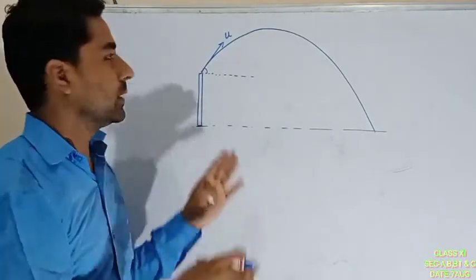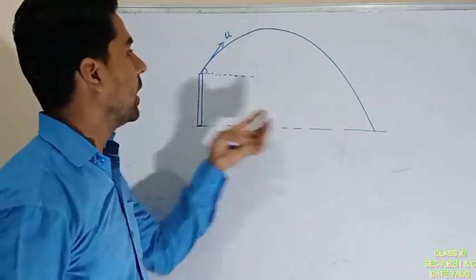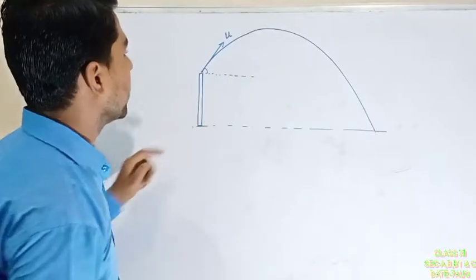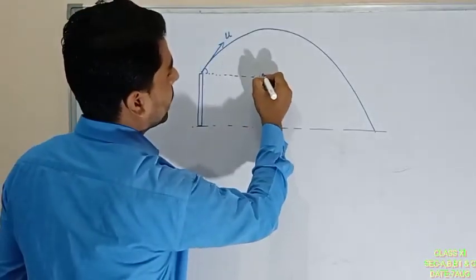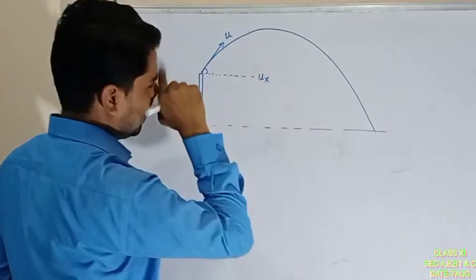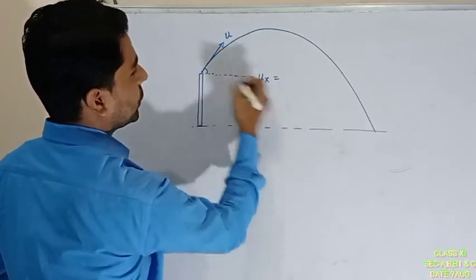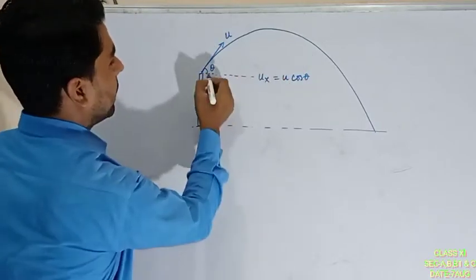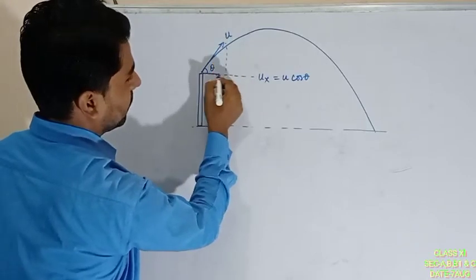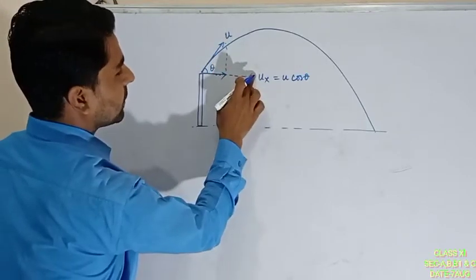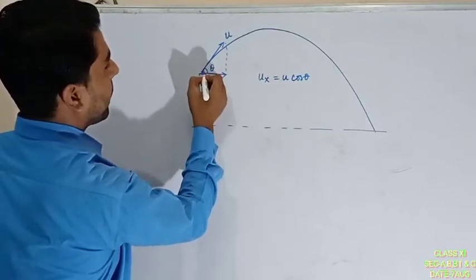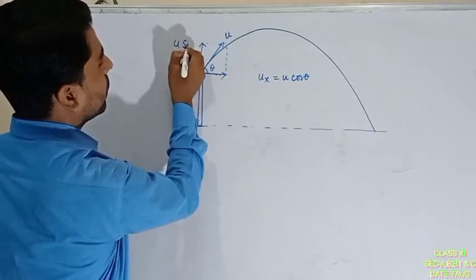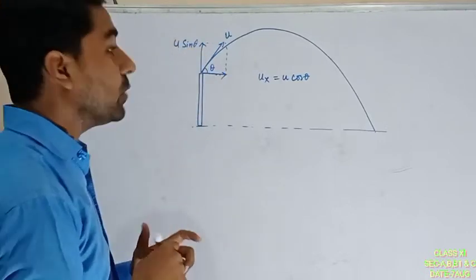Due to this velocity, the object is going forward and upward, in both directions. So the horizontal component, the same way, will be ux, and that will be u cos theta, if this angle is theta. I'm just erasing this, and in the same way, in this direction also there is one component, that will be u sin theta.